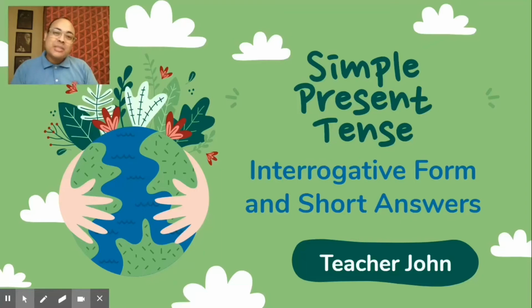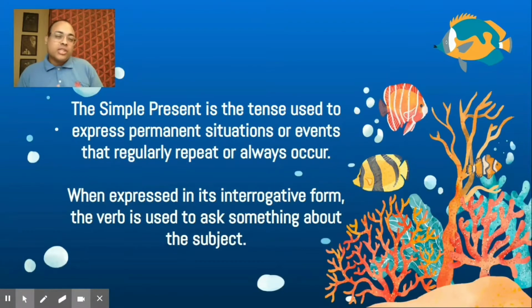So guys, this is the last part that we're going to talk about the simple present tense, this time interrogative form and short answers. So before we start, let's remember, when do we use the simple present? The simple present is the tense used to express permanent situations or events that regularly repeat or always occur. So when you want to ask something about the subject, we use the simple present in its interrogative form.